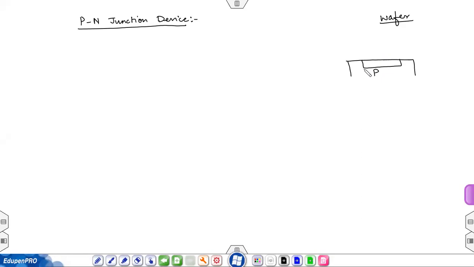In simpler language, if we want to see it, it simply looks like this. You can make a p-n junction diode like this: a piece of p-type semiconductor and a piece of n-type semiconductor. But I was explaining this so that nobody thinks that people take a p-type and an n-type and put glue or Fevikwik between them to make a p-n junction diode.